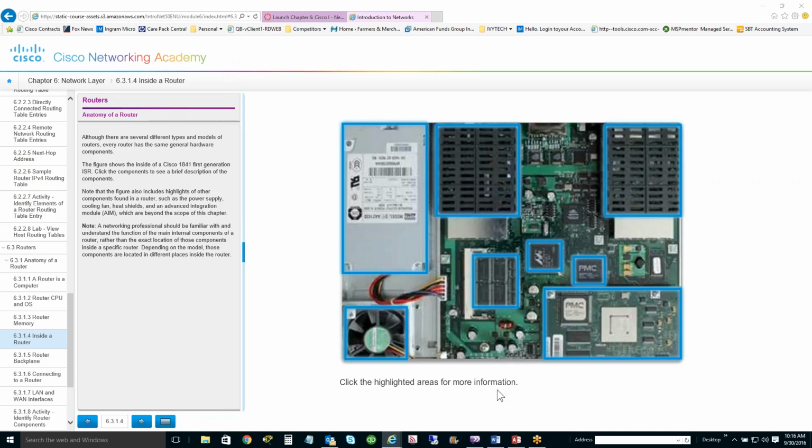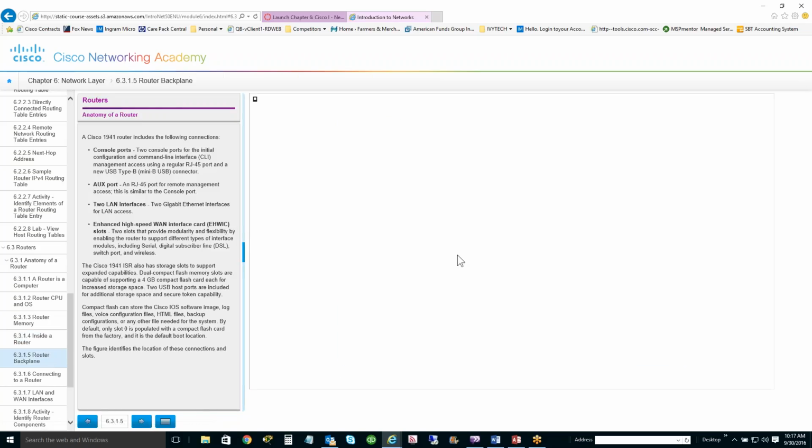You may get a question or two about being able to identify what's inside of a router. This little graphic on 6.3.1.4, inside a router, does a good job of showing you all the components of a router. So I would suggest you go through that.